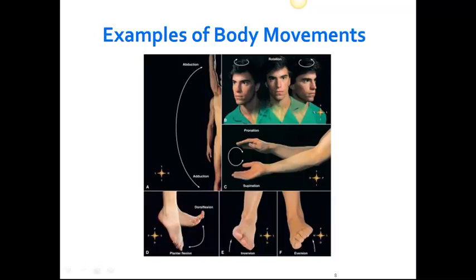So abduction, with a B, hand raised. Adduction, hand at side or arm at side. Rotation of the head, so looking both ways. Pronation, palm is down. Supination, palm is up. Plantar flexion, toe is down. Dorsiflexion, the big toe is up.